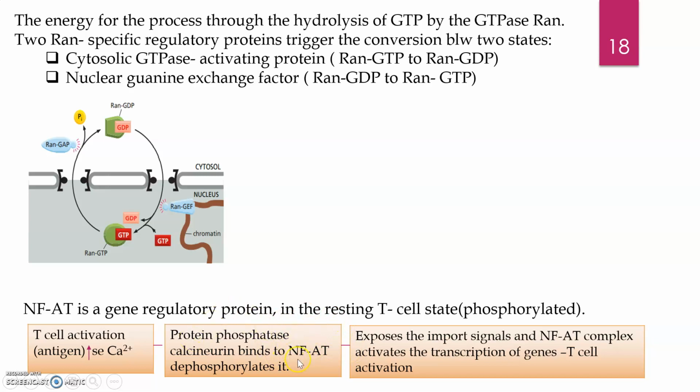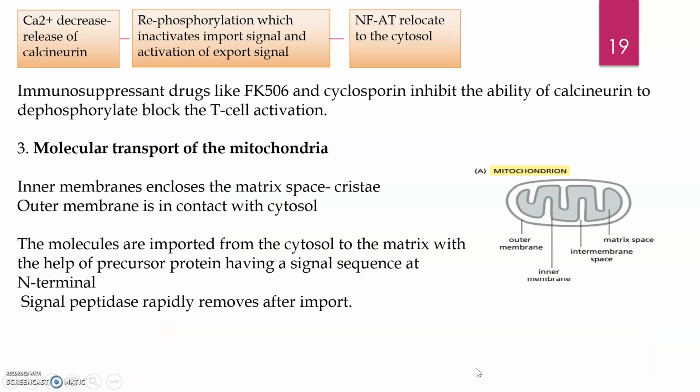This protein phosphatase binding to the NFAT causes it to dephosphorylate, and the dephosphorylation exposes the nuclear import signal, and the NFAT complex activates the transcription of the genes for T cell activation. This phosphatase enzyme helps in the binding of the calcineurin to the NFAT and dephosphorylates it. And this exposes the import signal, and the NFAT complex activates the transcription of the genes for T cell activation.